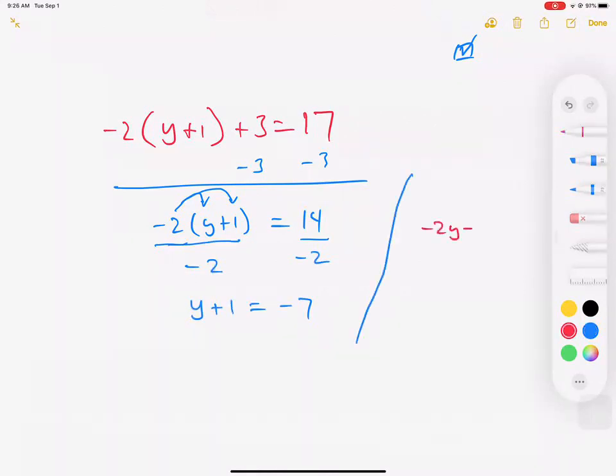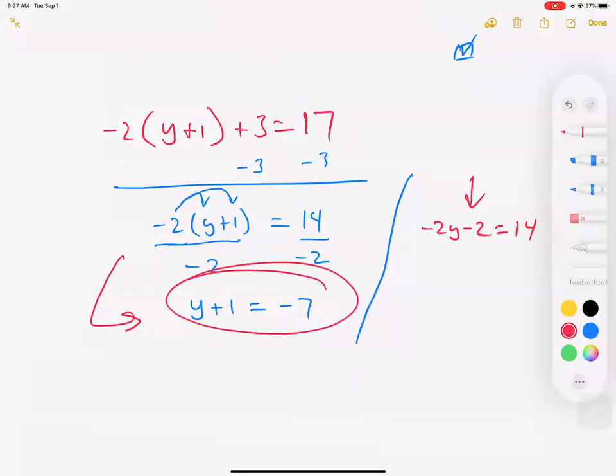-2y minus 2 is equal to 14. I want to ask you guys, which next step would have been easier? Was it dividing both sides by negative 2, or distributing the parentheses? Which of these look easier to you? I would say, for sure, this one looks easier. Now, can you always divide nicely? No, that is not always going to be the case. So sometimes it would be easier to distribute the parentheses. But if you can divide nicely, please do it.